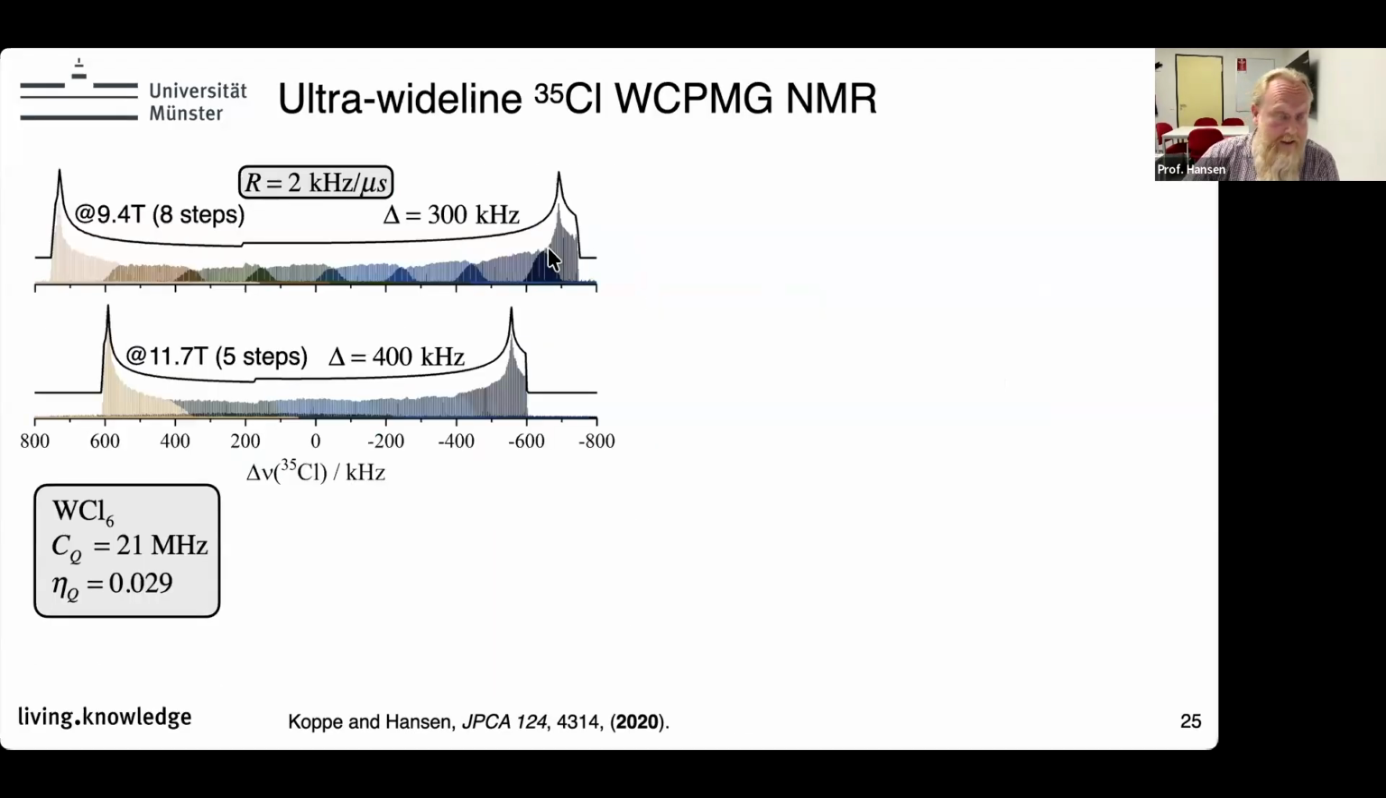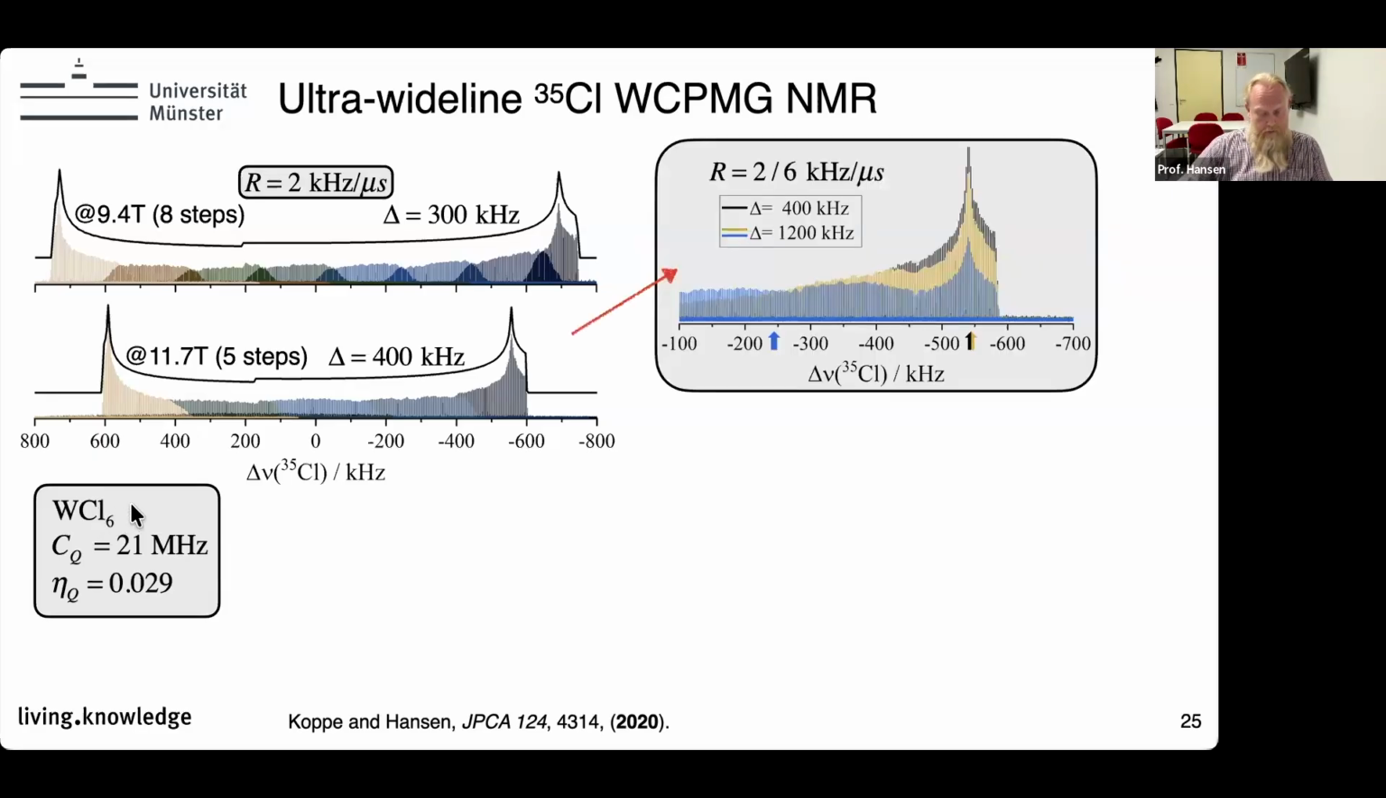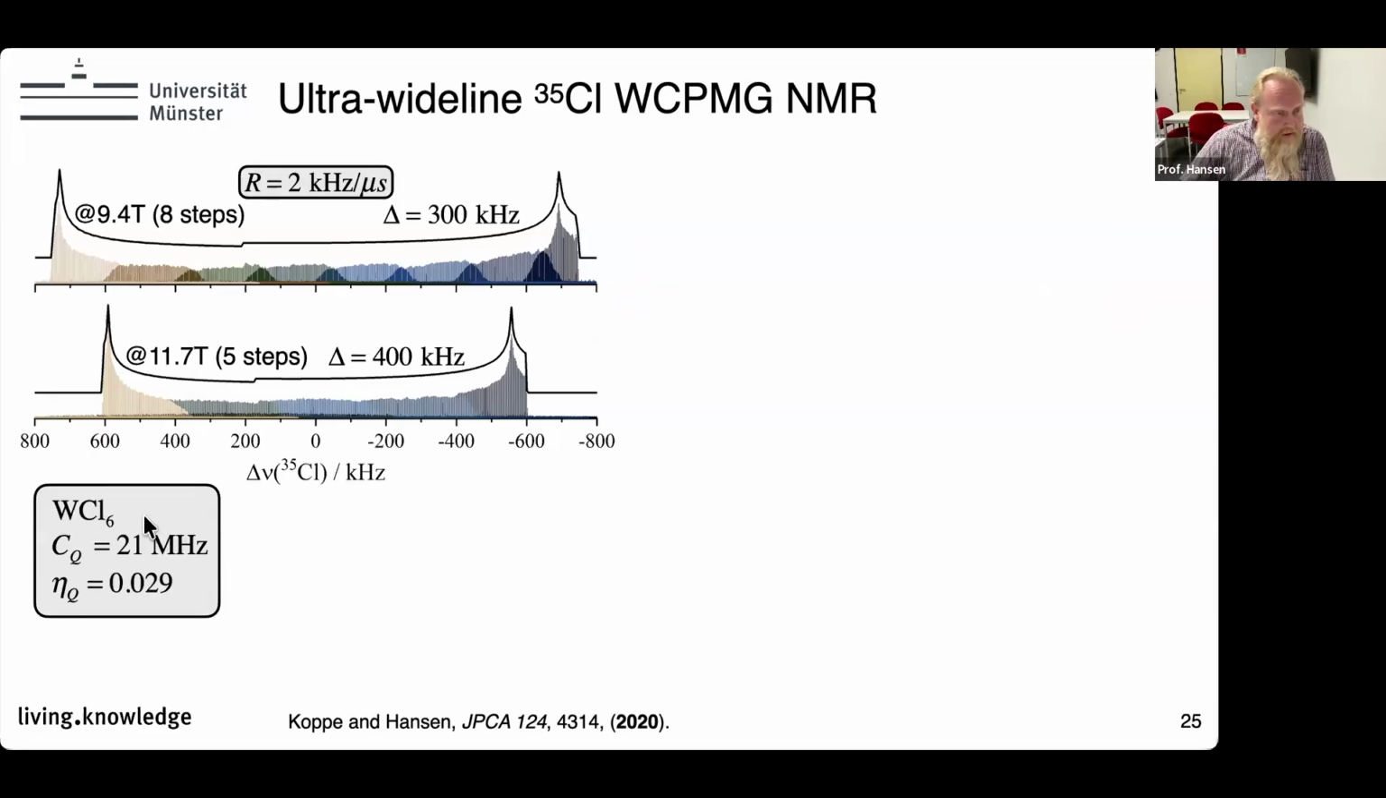So here are some examples. This is this compound here with 6-chlorine. We have two different cases at two different magnetic fields, and using slow rates of 2 kilohertz per microsecond and bandwidths of 300 kilohertz or 400 kilohertz, you can do this, and you can see that if you can do it at the 400, you get it in 8 steps, and if you go to the 500, you can do it in 5 steps. And you can see that if you just do the projection here, it follows nicely what the actual simulation does.